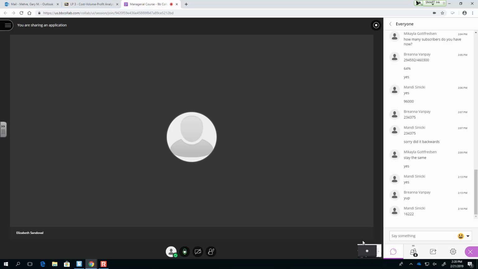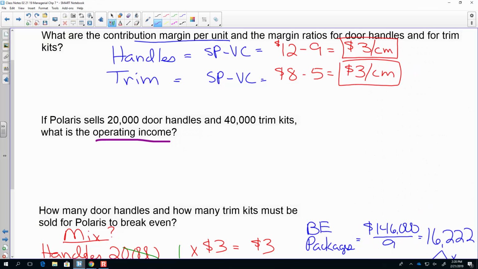Mandy or Stephanie, how do I get the operating income here? Or guys here, any help? The price times unit minus variable cost times unit minus the total fixed cost. That's exactly right, Allison. But we don't have to do selling price and variable cost because we already have what?